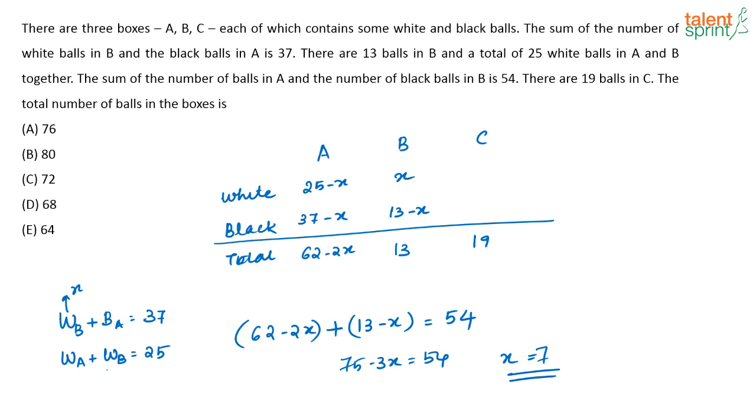Now that I have got x, I can find out the total number of balls very easily. I just have to do 13 plus 19 plus 62 minus 2x. So this is 62 minus 14. What will be the answer? I will have the answer as 80, because I have 62 plus 19, that is 81, minus 1, 80. 80 is your answer. Your correct answer here will be option B.